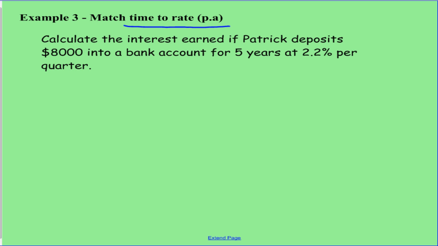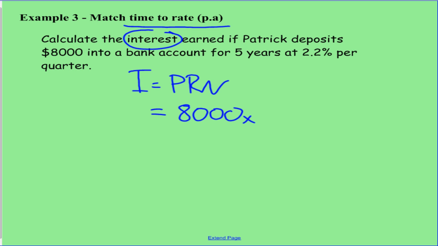Okay, moving on with the next example, we have to match the time to the rate. Now, this is its own example because of the fact that when you're dealing with percentages and the number of years or whatever, they need to be in the same unit, otherwise our formula won't work. So our formula is I equals P R N. Now in this case, we're still looking for the interest, so it's still I equals. Our principal amount is still $8,000. We're going to be multiplying it by a 2.2% per quarter for 5 years. So it's 2.2 divided by 100, because we need it as a decimal, multiplied by 5.